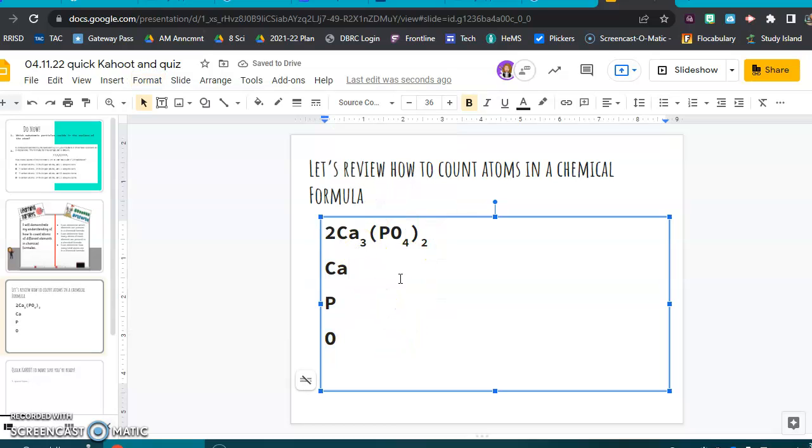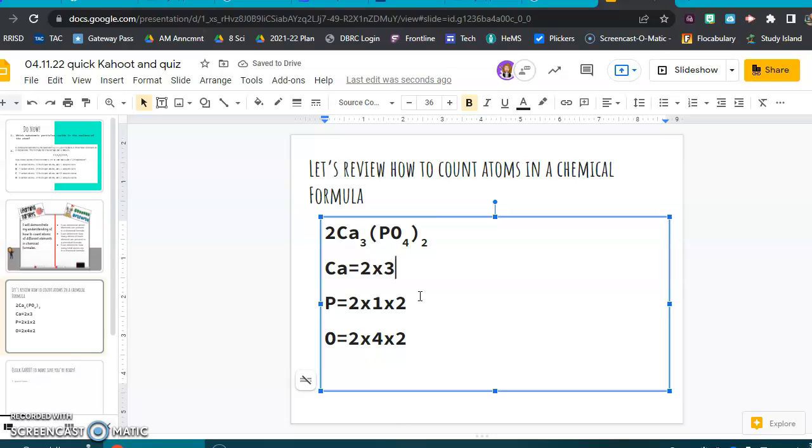So like I told everybody in class today, we want to make sure we know where all of this comes from. So the first thing we're going to do is multiply all of these by 2, because that's our coefficient in front. And then we're going to say how many calcium atoms? Well, there's 3. How many phosphorus? Well, there's 1. And how many oxygen? Well, there's 4. But there's still a little friend here, the 2. And because it's there, it only affects our friends on the inside of the parentheses. So P times 2 and O times 2 there.